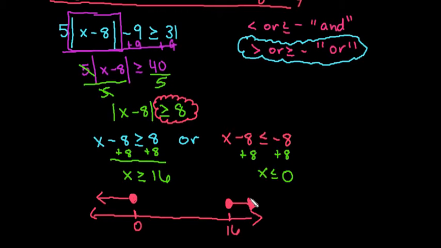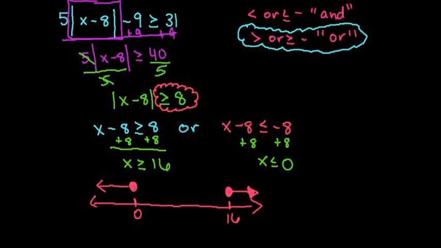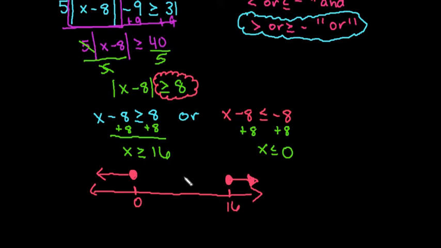If we plugged in 16, that would give us 8, and the absolute value of 8 is 8. 5 times 8 is 40, minus 9 gives us 31. So we can see that 16 and above does work for this. If we picked a value, say negative 1, negative 1 minus 8 gives us negative 9. Remember, absolute value means that it's the distance from 0, so I would just do 9 times 5 again, which would also give us a value that works. If we picked anything in between, we would end up with a value that is less than 31, so it would not work.